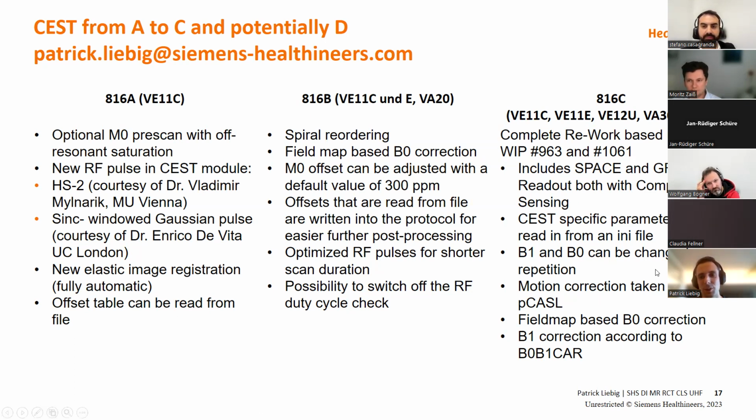And in the C version, the main feature is compressed sensing. It's probably the most widely available one of all of these. It's really a complete rework. It's based on the 963 work in progress package or the 1061, so it's based upon the VIBE sequence or upon the SPACE sequence. It basically includes compressed sensing and some little tricks and tweaks here and there, and also a B1 correction called Bobbycon.